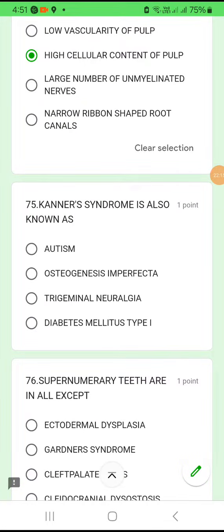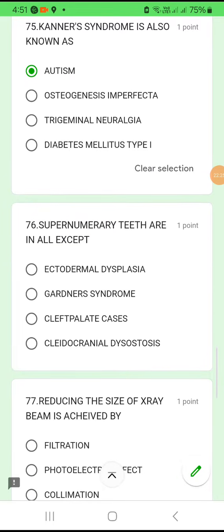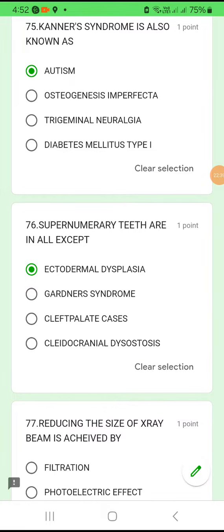Question number 75. Kanner syndrome is also known as autism, osteogenesis imperfecta, trigeminal neuralgia, or diabetes mellitus. Kanner syndrome is autism. Okay, option A. 76. Supernumerary teeth are seen in all except ectodermal dysplasia, Gardner syndrome, cleft palate, and cleidocranial dysostosis. You can see supernumerary teeth in Gardner syndrome, cleft palate cases, and cleidocranial dysplasia. It is not seen in ectodermal dysplasia.